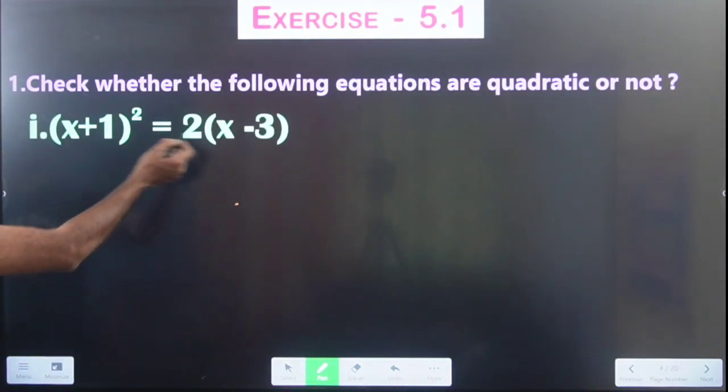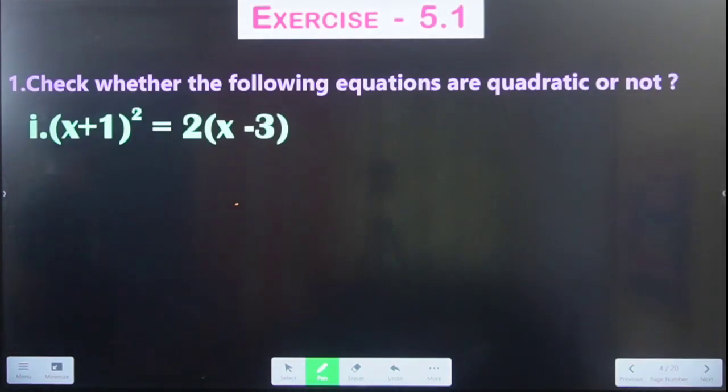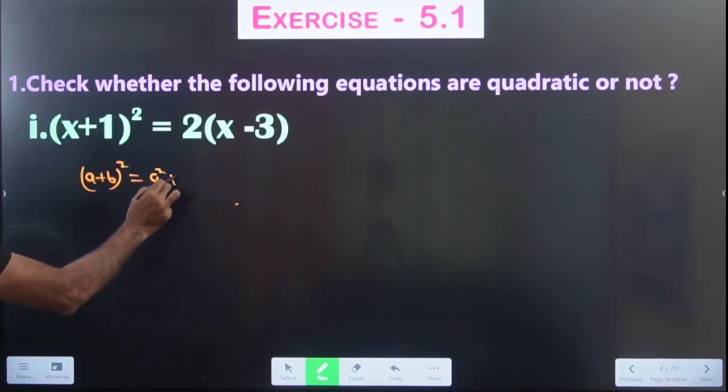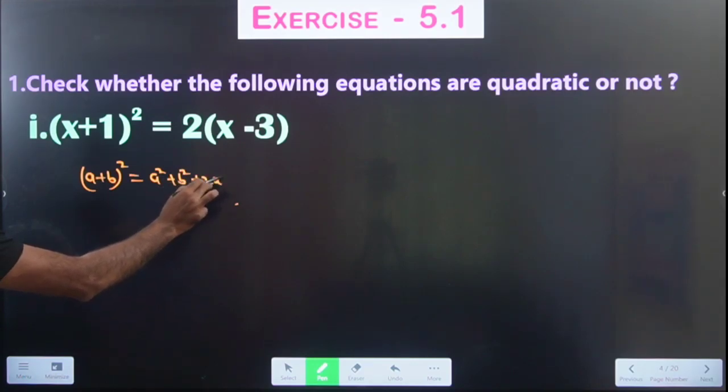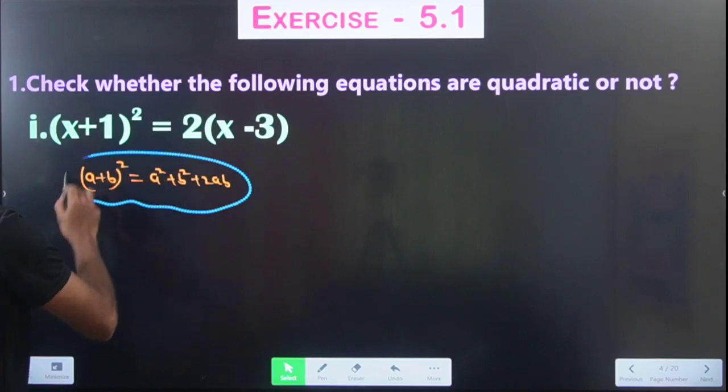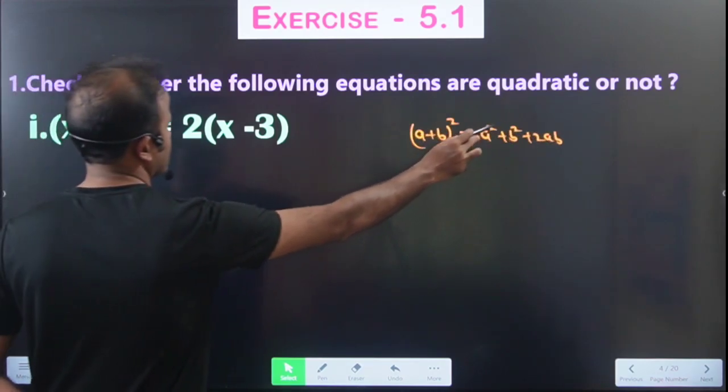So here we have x plus 1 whole square equal to 2 into x minus 3. Now you expand in the form of a plus b whole square. What is the formula of a plus b whole square? A plus b whole square we can write as a square plus b square plus 2ab. Same, by using this formula, just expand x plus 1 whole square. Okay, this is the formula.